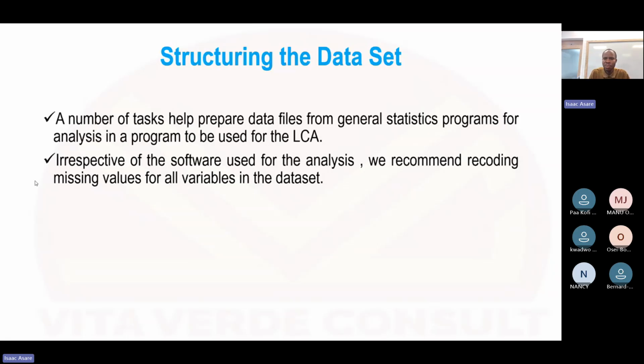Okay, so that is about the structure. Now, let's look at how we can conduct the LCA itself.